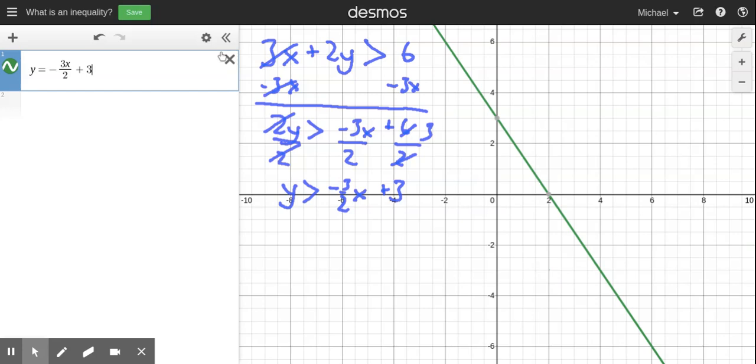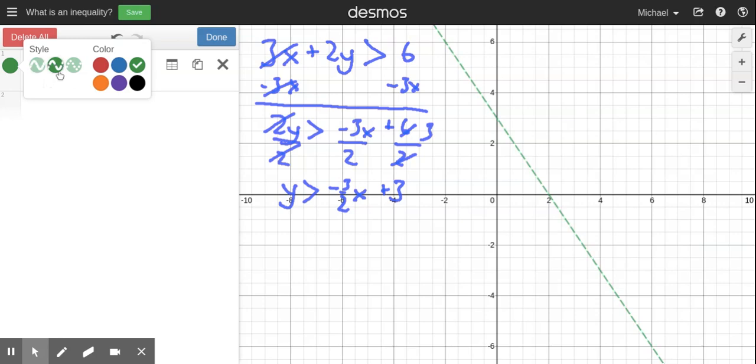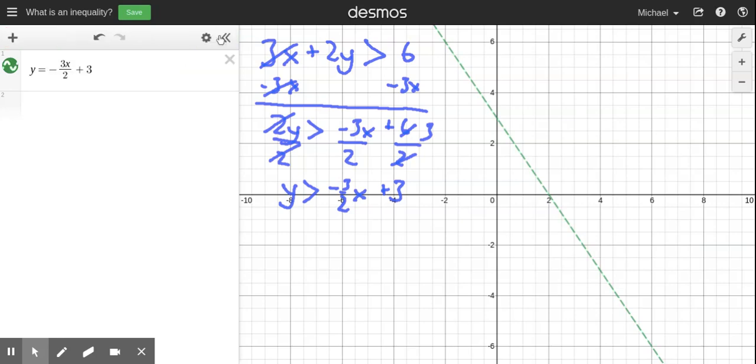Okay, and here's a little trick on Desmos. If you like Desmos, I can click on that gear and turn it into a dashed line just by choosing that. Pretty neat. So there's my line, a little bit nicer than I was able to do it by hand. So there's my boundary line.